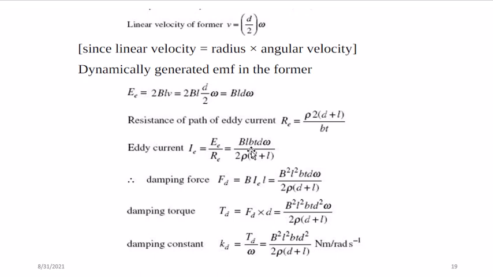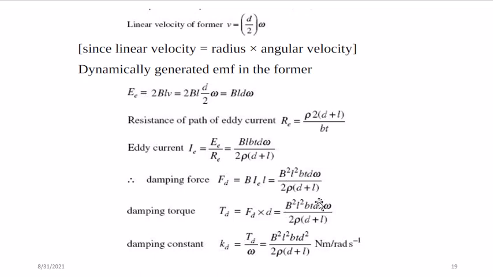So if this is the current, the damping force is given by B IC times L. If you say this is your IC and this is your B, it already exists in the formula of IC, it should be squared, and this is my I, the amount of current. And finally, the damping torque, we know the torque is equal to force times what? D, which is the distance. So I'll multiply this force times D, and I will have this.